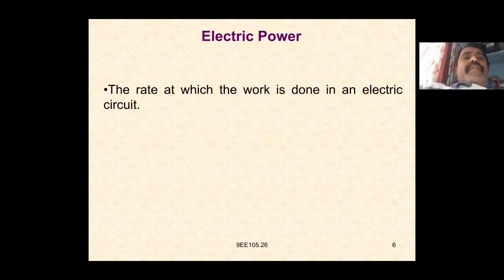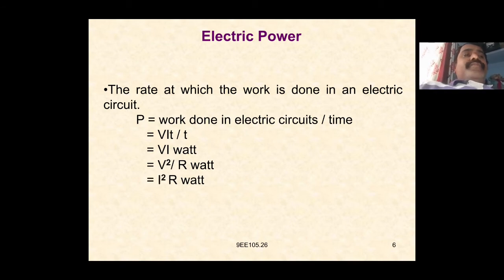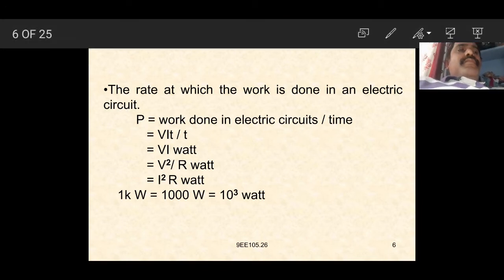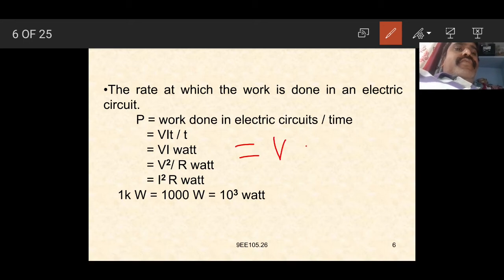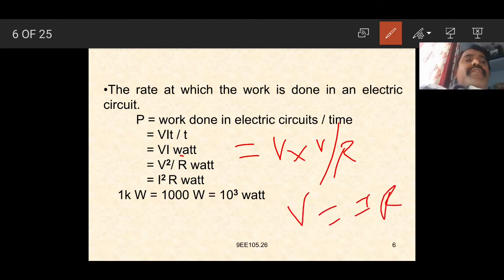Now electrical power: the rate at which work is done in an electrical circuit. Again, P is equal to work done in an electrical circuit divided by time. P is equal to VIT by T, that is VI watts, which is equal to V square by R watts, or I square R watts. We can define it as VI. Since I is equal to V by R, we get V square by R watts. Again, V is equal to IR; if we substitute here, we get I square R watts.